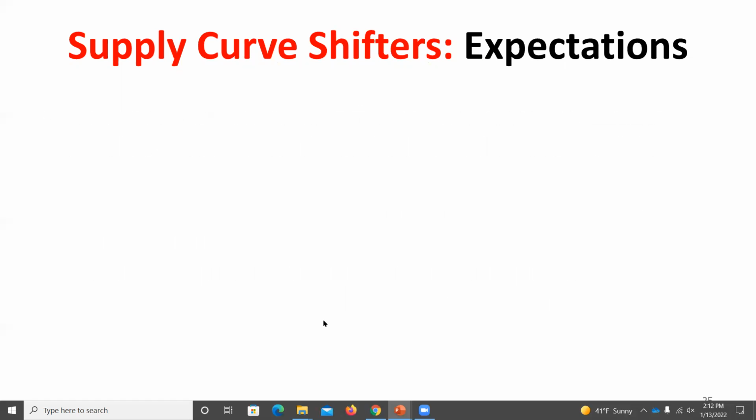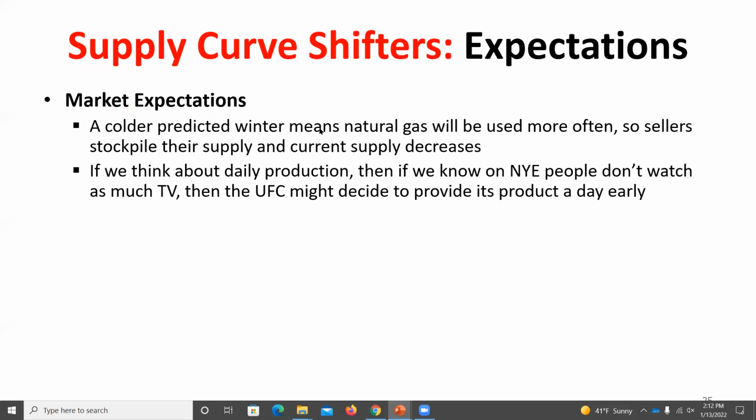Some other supply shifters, we can think about this. Some of these could exist as demand shifters as well, although for the context of this class, we'll probably mainly focus on the supply shift aspect of them. One would be expectations. So market expectations would be more general ideas. For example, I think it's going to be a really cold winter, and natural gas is used to heat homes. Potentially that colder expected winter is going to lead to companies wanting to wait and sell more of their product in the winter as opposed to now, right?